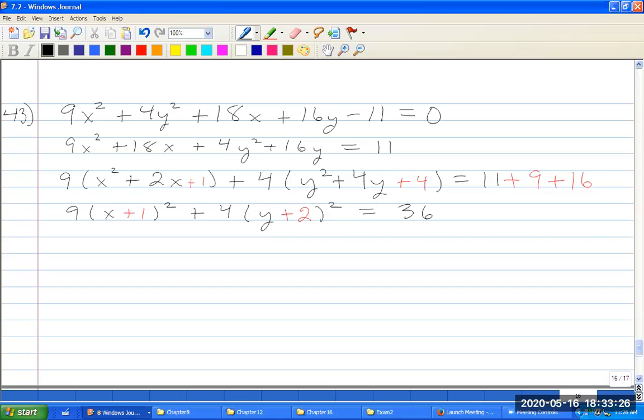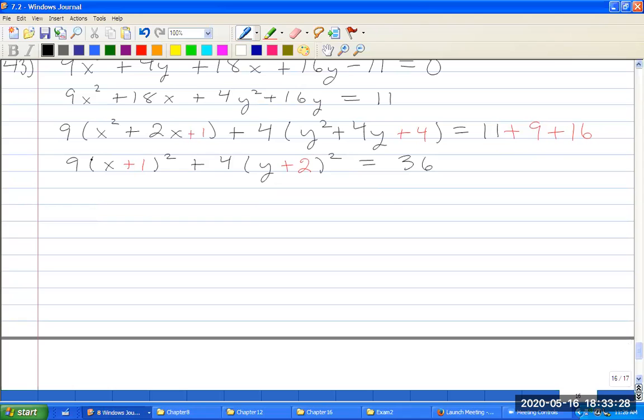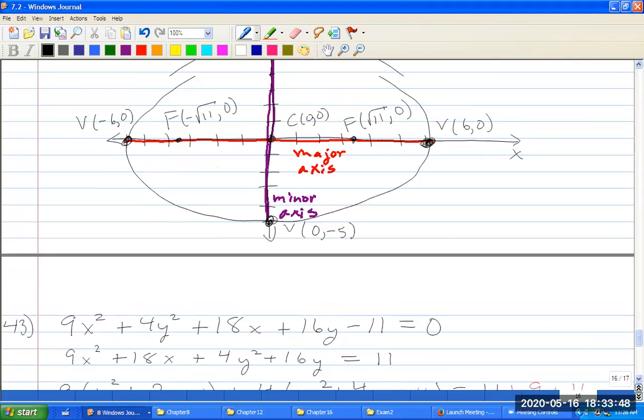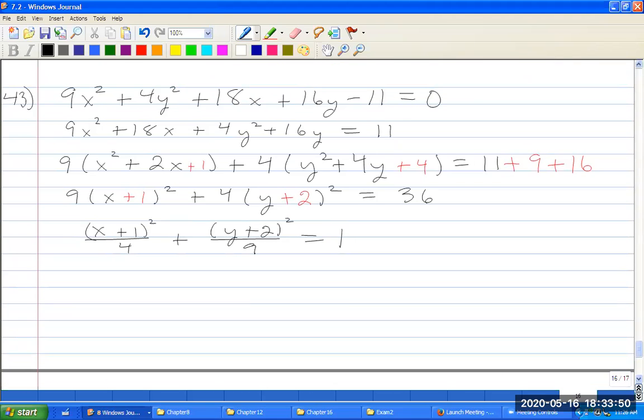And so let's divide both sides of my equation by 36. So we get (x plus 1) squared over 4, plus (y plus 2) squared over 9 equals 1. So that's the equation of my ellipse.